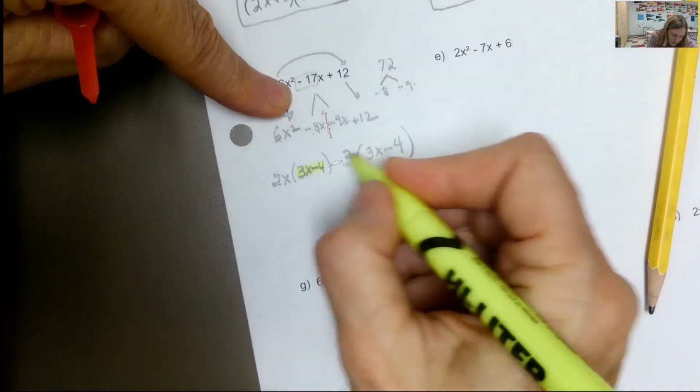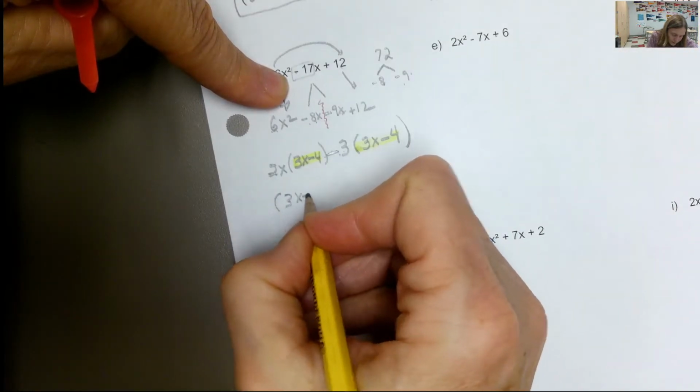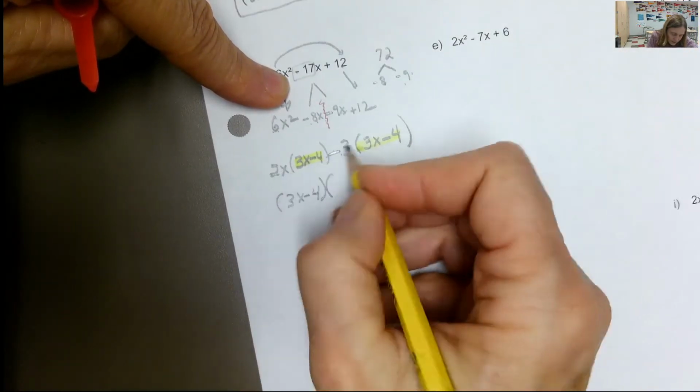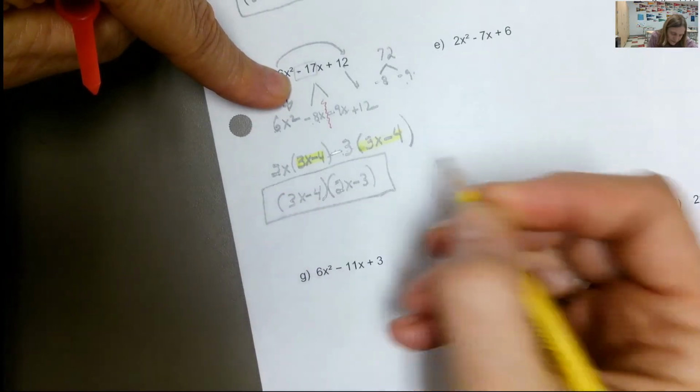Because we have these two the same, we can do factor by grouping, writing 3x minus 4 down once, and you're left with 2x minus 3. Isn't this fun? I love this stuff.